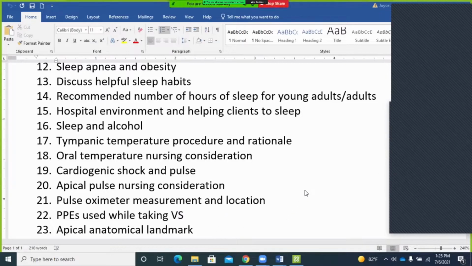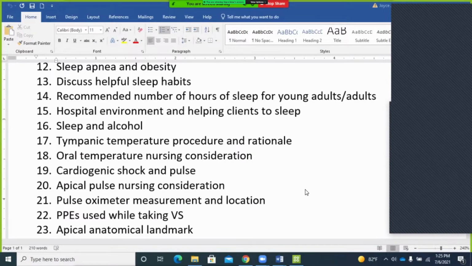Apical pulse nursing consideration. What is that? Oh my God. Why, oh my God. I logged myself off, I don't know how to go back to Zoom.